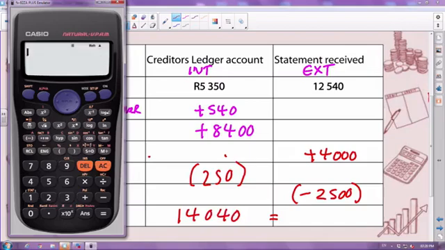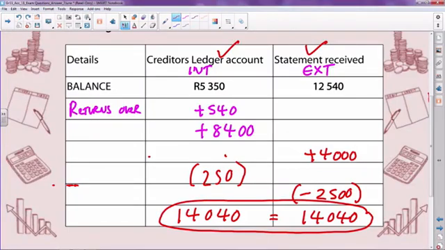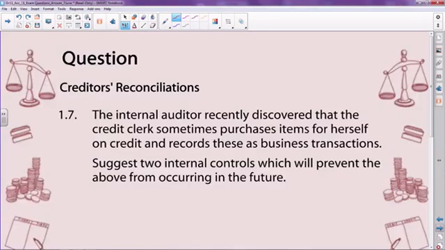So on the statement, 12,540 was the balance on the statement, plus they didn't take into account that invoice, 4,000, minus the payment that they haven't taken into account, 2,500, and that gives us 14,040. So in other words, guys, we've reconciled our statement to our creditors ledger. Okay, right, we've got just over a minute, so I'm going to try and quickly do the next question, which shouldn't take more than a minute. So let's see whether we can do this.